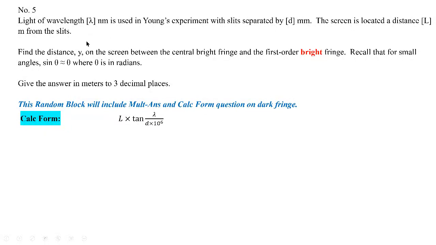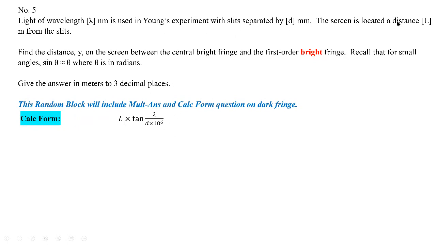This one. Light of wavelength lambda nanometer is used in Young's experiment with slits separated by d millimeter. And here again, just a warning. There are always these little units. This is nanometer, 10 to the minus 9 meters, and this is millimeter, and you have to be careful when you use the equation that you have accounted for the fact that this is in nanometer and this is in millimeter, but the equations all have to be in the same meter unit, and so you have to have conversion factors.